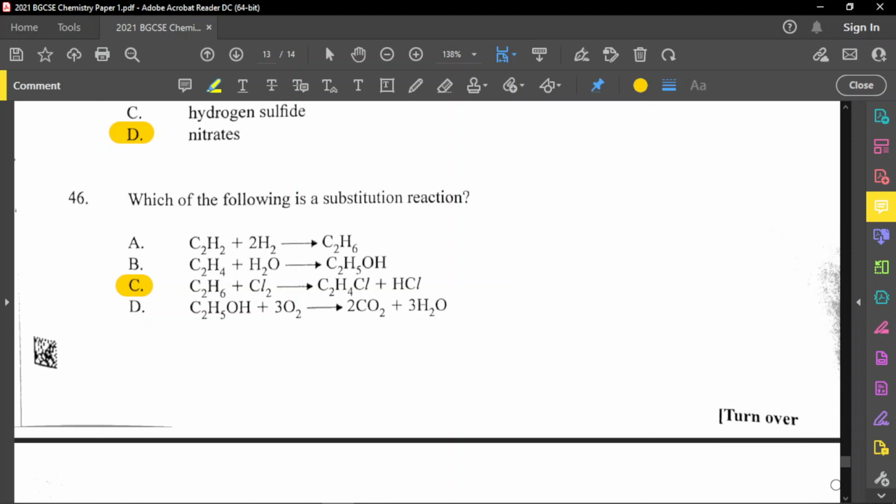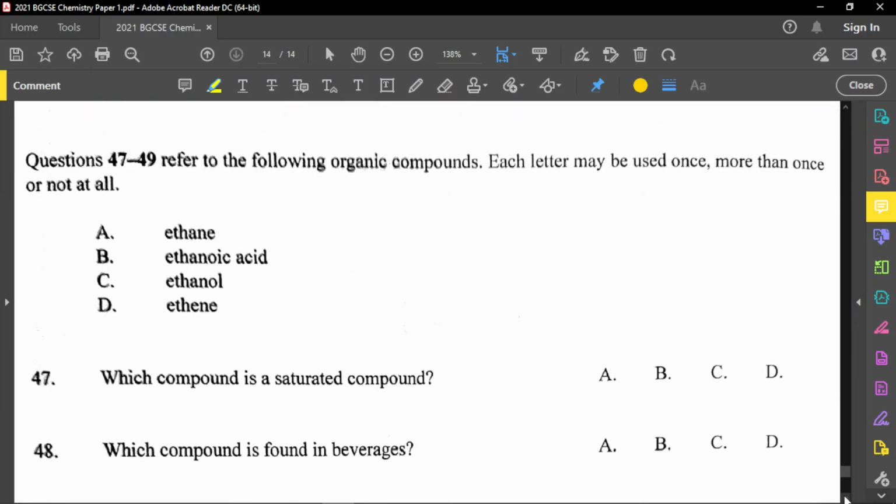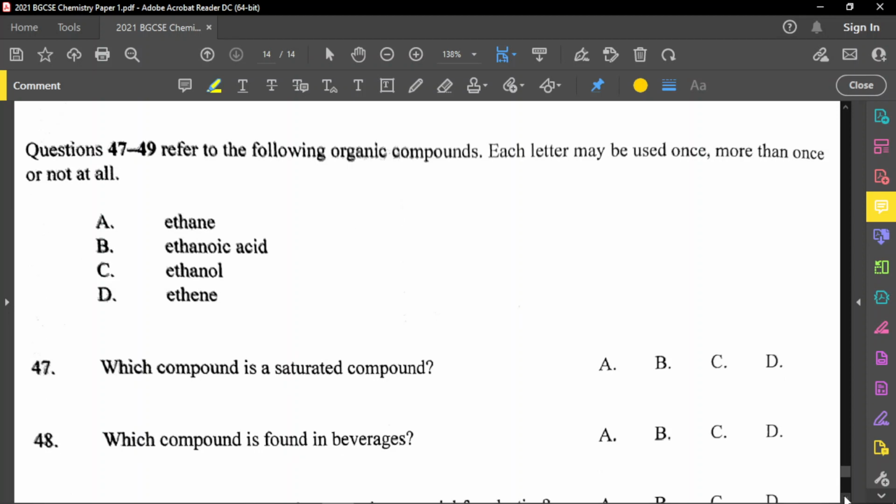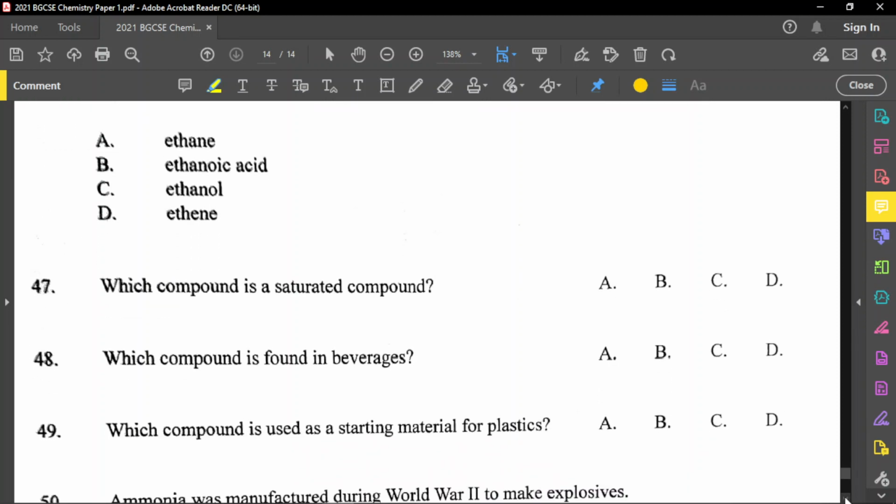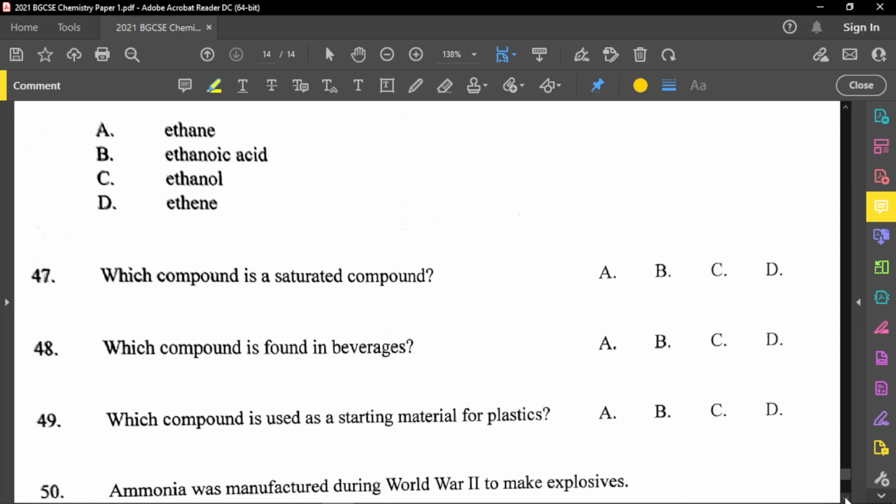All right, so 47 now, and then we are almost there. Questions 47 to 49 refer to the following organic compounds. Each letter may be used once, more than once, or not at all. So we have ethane, ethanoic acid, ethanol, and ethene. These are all compounds with 2 carbons, right? The first question asks which compound is a saturated compound. Saturated in the organic sense means they contain the maximum number of hydrogens. As a matter of fact, they belong to the alkane homologous series. They are saturated, with the maximum number of hydrogens. And so A is our answer right here.